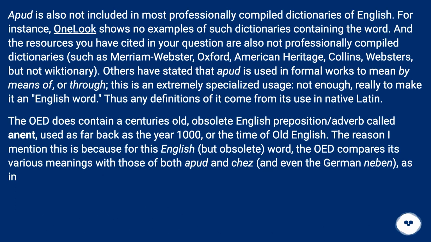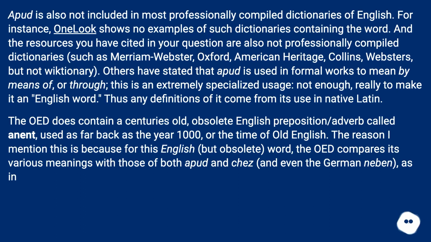Apud is also not included in most professionally compiled dictionaries of English. For instance, OneLook shows no examples of such dictionaries containing the word. And the resources you have cited in your question are also not professionally compiled dictionaries, such as Merriam-Webster, Oxford, American Heritage, Collins, Webster's, but not Wiktionary. Others have stated that Apud is used in formal works to mean "by means of" or "through". This is an extremely specialized usage, not enough, really, to make it an English word, thus any definitions of it come from its use in native Latin.